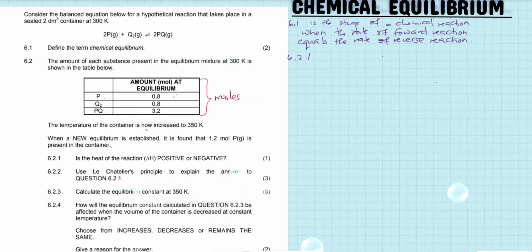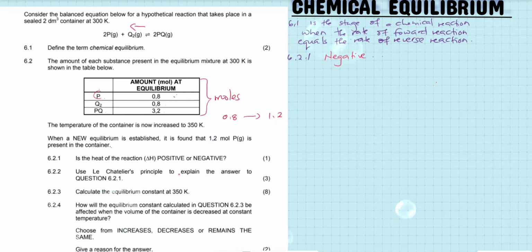The temperature of the container is now increased to 350 Kelvin. When a new equilibrium is established, it is found that 1,2 mole of P is present in the container. Is the heat of reaction positive or negative? So in this case, increase in temperature increases the number of moles from 0,8 to 1,2. Yet we know that P is the reactant, so the reverse reaction is being favored in this case. So our heat of reaction should be negative.